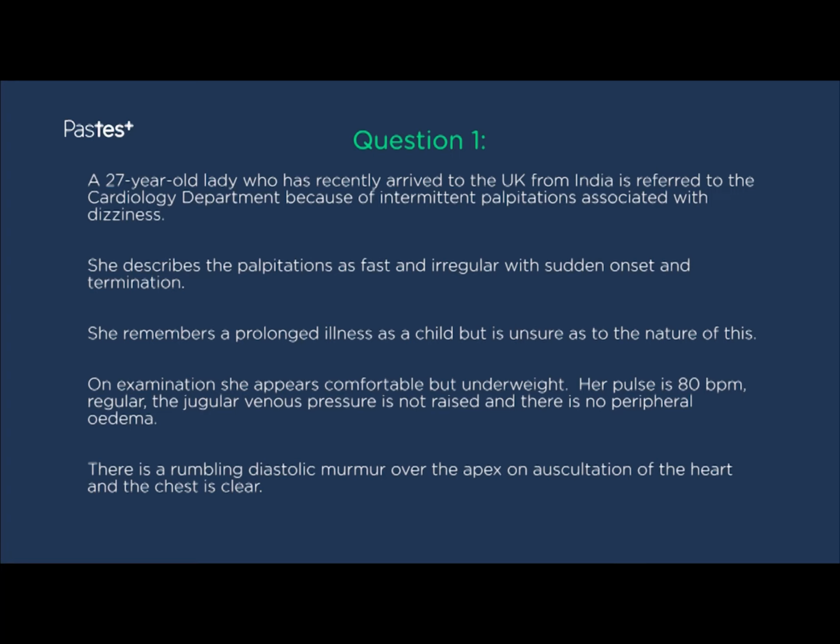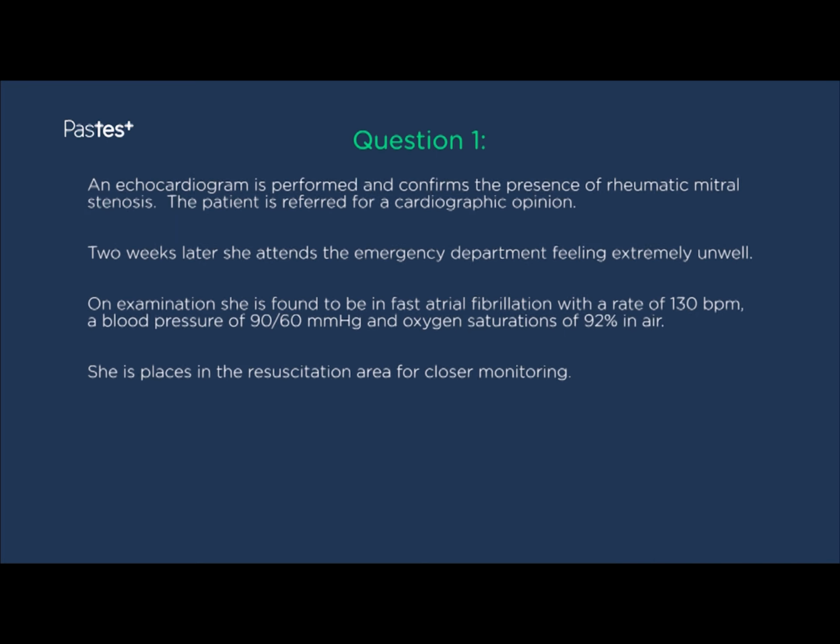Her pulse is 80 beats a minute, regular. The jugular venous pressure is not raised and there is no peripheral edema. There is a rumbling diastolic murmur over the apex on auscultation of the heart, and the chest is clear. An echocardiogram performed confirms the presence of rheumatic mitral stenosis. The patient is referred for a cardiothoracic opinion.